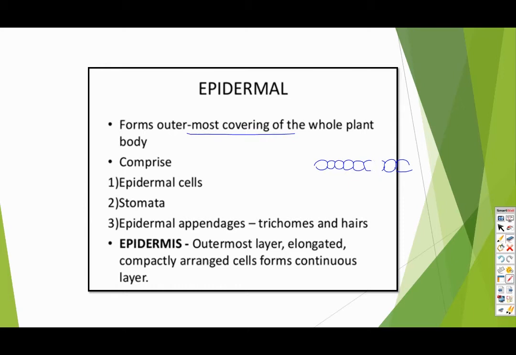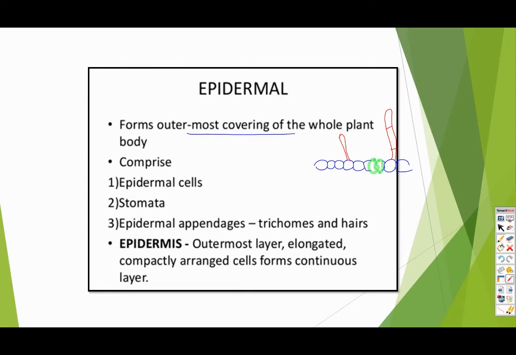Trichomes are usually unicellular or multicellular, okay. So these are the particular things which are present in your epidermal cells. What are those? See, it is the outermost covering of the plant, comprising epidermal cells, stomata, and epidermal appendages. Epidermal cells, stomata and epidermal appendages, okay.